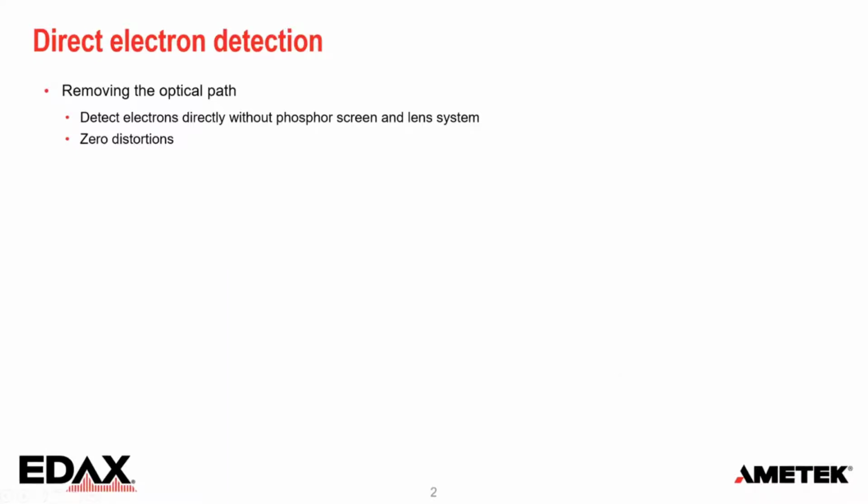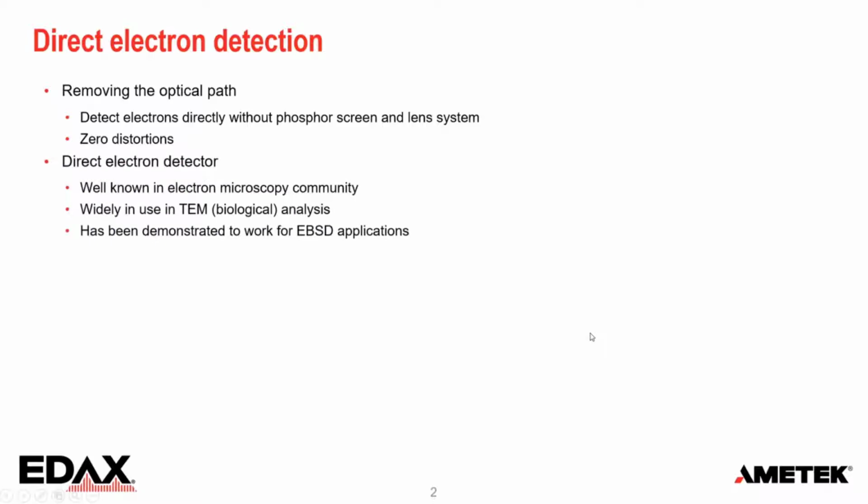So first of all, why go for direct electron detection? The most important thing here is to remove the optical path. So remove a phosphor screen where we convert electrons into light, and then you have to move that light onto the camera or the sensor somehow through a lens system, for example. So all of that is taken out. There are no distortions, so everything you see in the EBSD pattern is really coming from your sample.